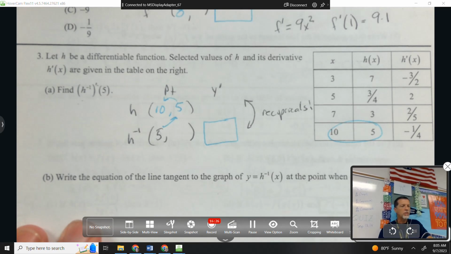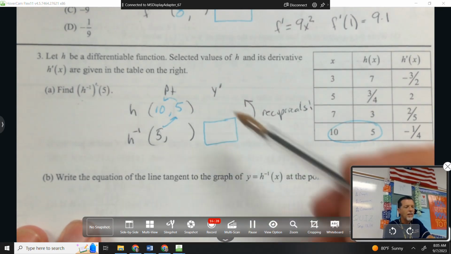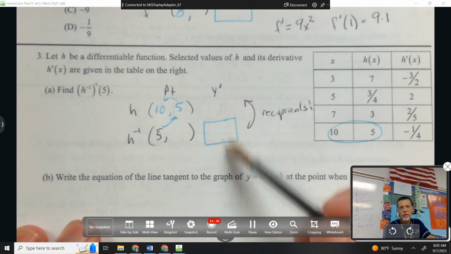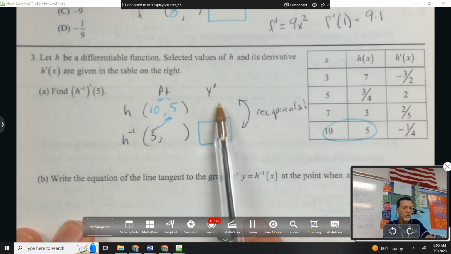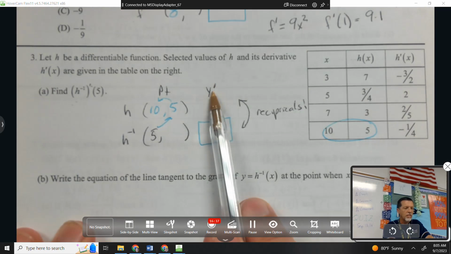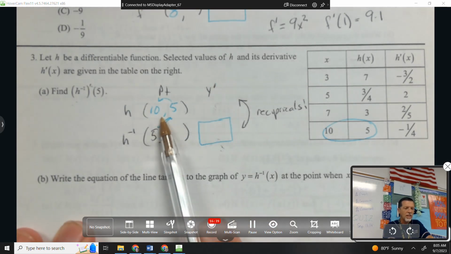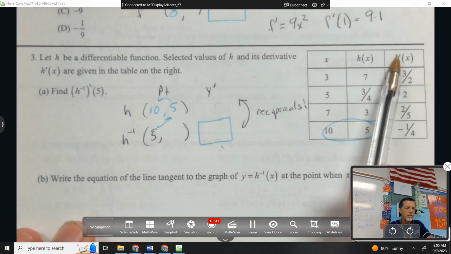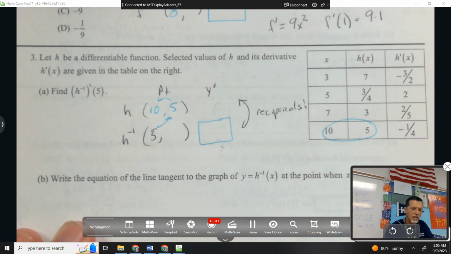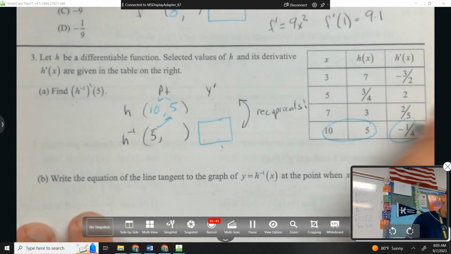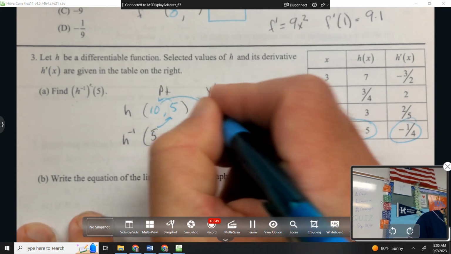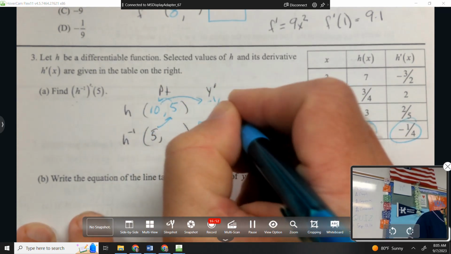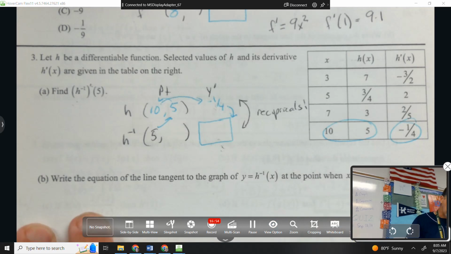And now I'm close. Again, my main idea is these 2 derivatives are reciprocals. So if I can find one, I know the other. Well, I think I can look at the table and find the derivative of h at 10. The derivative of h at 10 is negative 1/4. And then if I flip that over, I get negative 4.